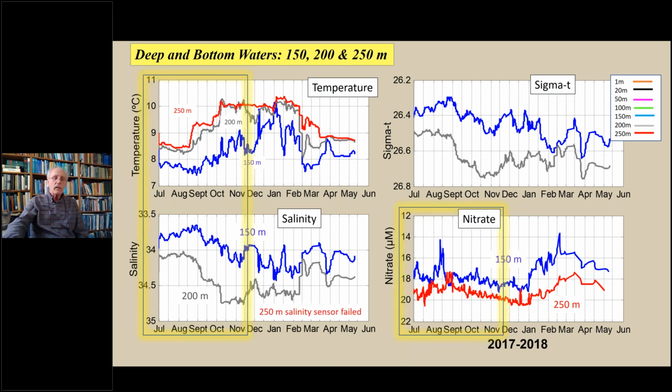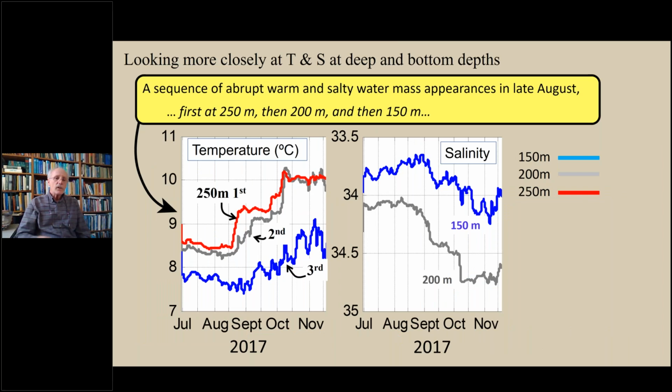So we're going to look more closely here at that phenomenon and line it up with the nitrate sensor and see if we can make some sense of it. So here's the phenomenon I just told you about. There seems to be a wedge-like body of water that comes in, appearing first at 250 meters, second at 200 meters, and third at 150 meters. Shown most clearly with temperature. Again, we don't have the 250 meter salinity, but we see the same phenomenon of increasing salinity as that water appears.